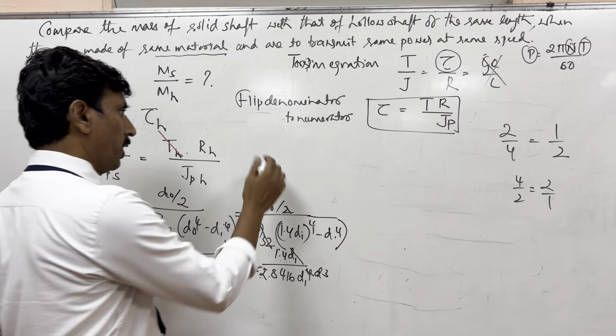So 2.8416 di cube divided by 1.4. What is this value now? 2.02 di cube. Therefore d equals the cube root of this, which is 1.26 di.